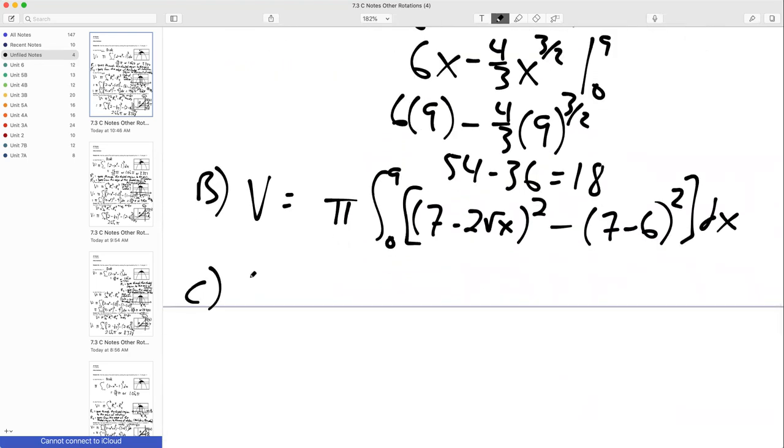Okay, so part C here, we have volume equals pi, or no pi? Why no pi? It's a rectangle. It's not a disc or a washer.